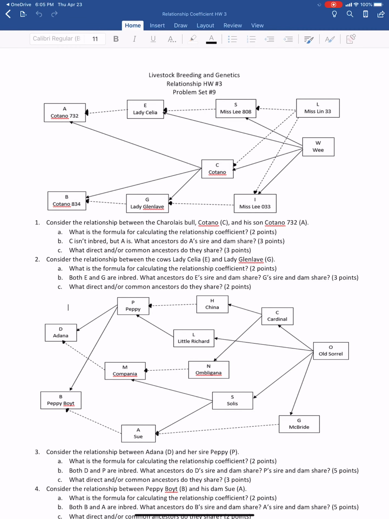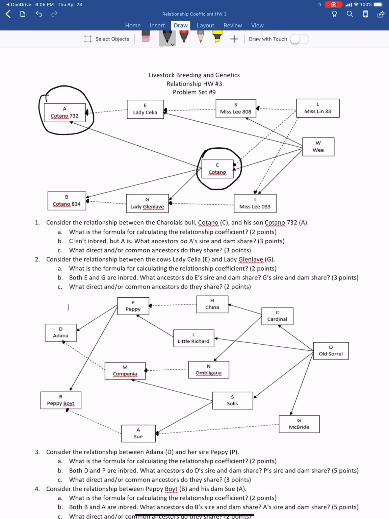Okay, so there's been some questions when it comes to ancestry and direct and common ancestry between two animals. I know that it's kind of confusing because if you're considering two animals, how can one of them be a common ancestor? So for example, in number 1, when we talk about Catano and his son, Catano 732. So when we're discussing those two as a relationship, we know that there are some common ancestors there, right? So first of all, one of their common ancestors is going to be L and also W. But what's really important to remember is that C is also considered a common ancestor.